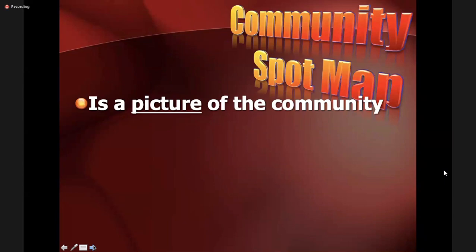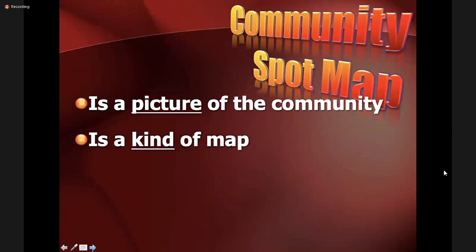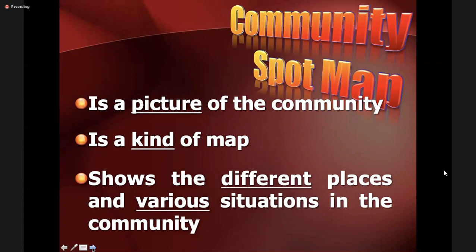So, the spot map is a picture of the community. So, makikita mo dyan, nasan ang simbahan, nasaan yung eskwelahan, nasan yung pinakamalapit na health center, no? So, it's a kind of map, kaya nga siya tinawag na spot map, and shows the different and various situations in the community. So, dun sa spot map mo, kung nakita mo yung malnutrition, meron kang markings dun. Nasaan yung mga bahay na may malnourished? Okay?